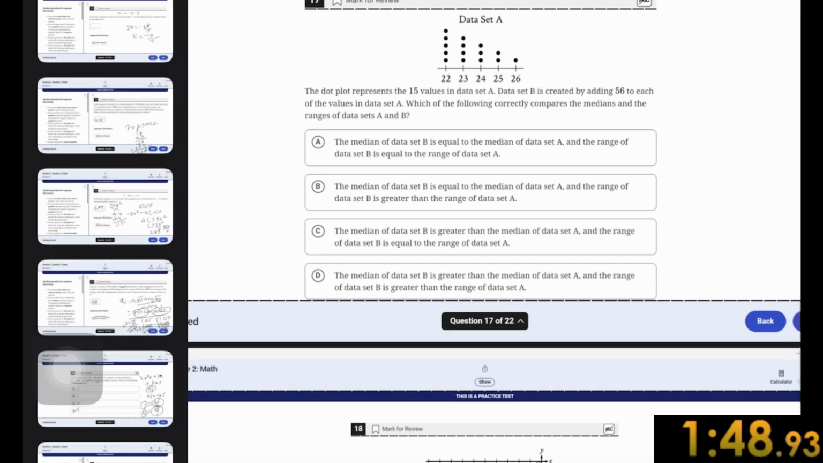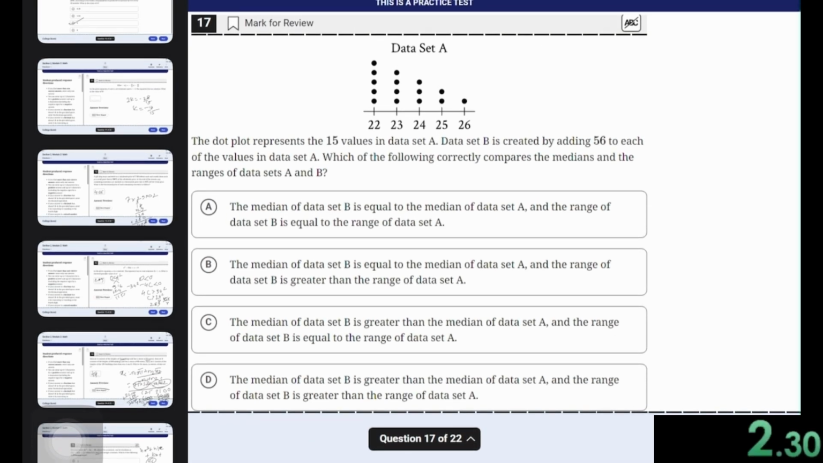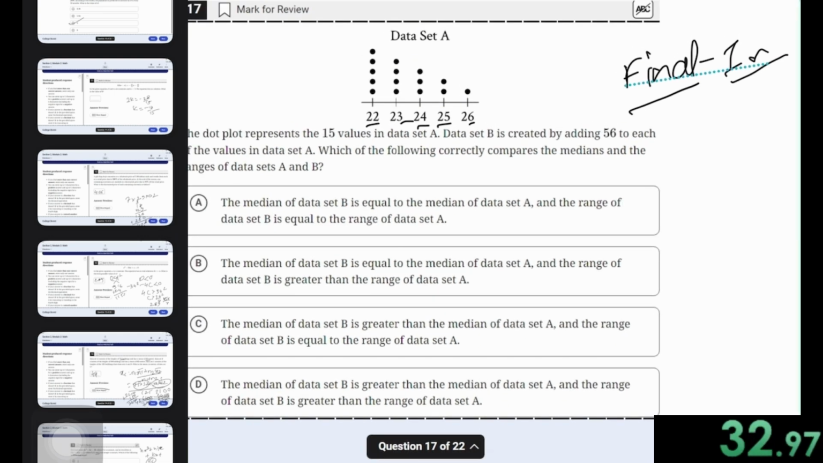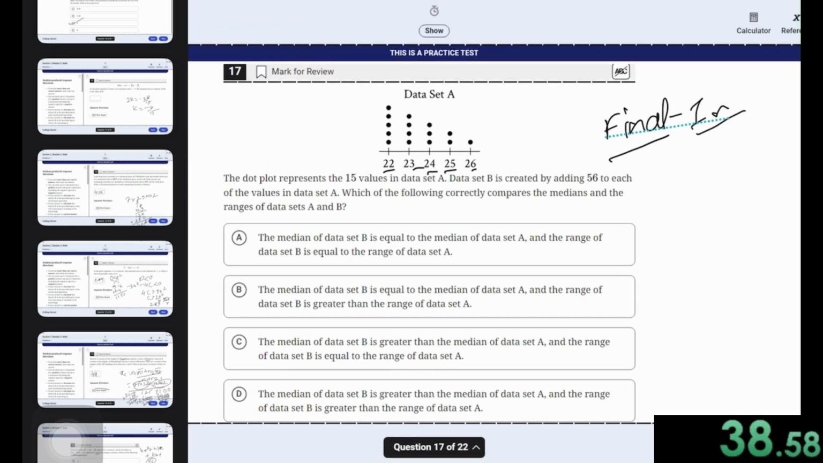Great. Next one. The dot plot represents 15 values in dataset A. Dataset B is created by adding 56 to each of these values. Okay, so 56 is added to all of these. Which of the following correctly compares the medians? Of course, the medians will rise and the ranges will stay the same, because range is final minus initial. If you add something here and you are adding something here, the subtraction will stay the same. But of course, the median value, meaning the middle value, will increase. Yeah, great.